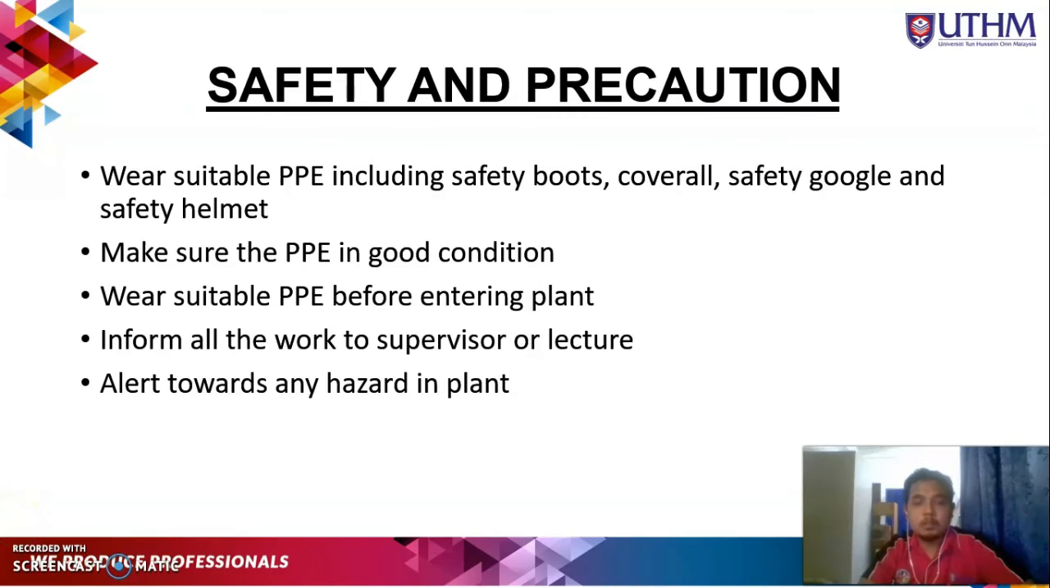For the safety and precaution in the plant process, the first thing is we must wear suitable PPE, including safety boots, coverall, safety goggles, and safety helmet. Second, we must make sure the PPE is in good condition if we want to avoid injury and accident. Third, we must wear suitable PPE before entering the plant. The fourth is to inform the supervisor or the lecturer of all the work before entering the plant or before doing the work. And lastly, we must be alert to any hazard in the plant because we want to avoid any accident and any injury in the plant.